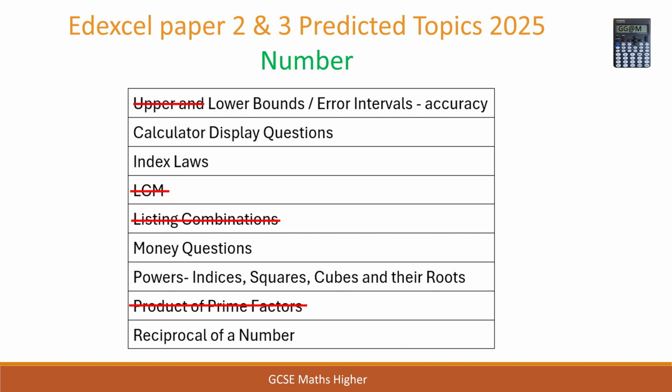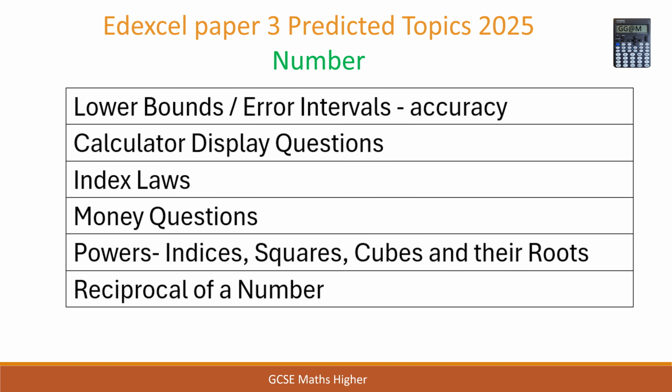I'm just going to go on and show you the list without these crossed out sections. So here we have all the predicted topics. They haven't come up on paper 1 or paper 2. So this is what could come up in your paper 3.